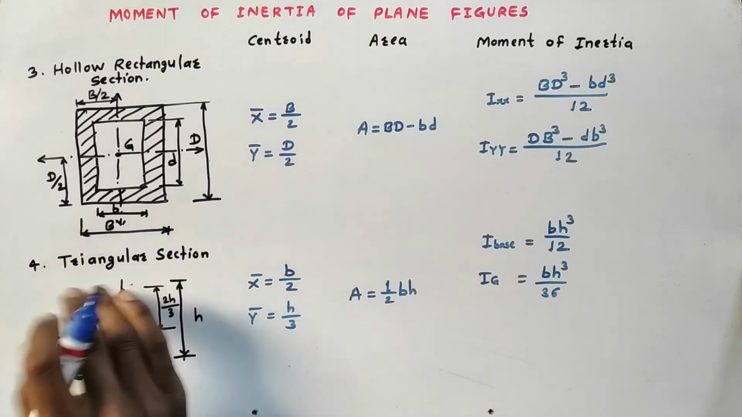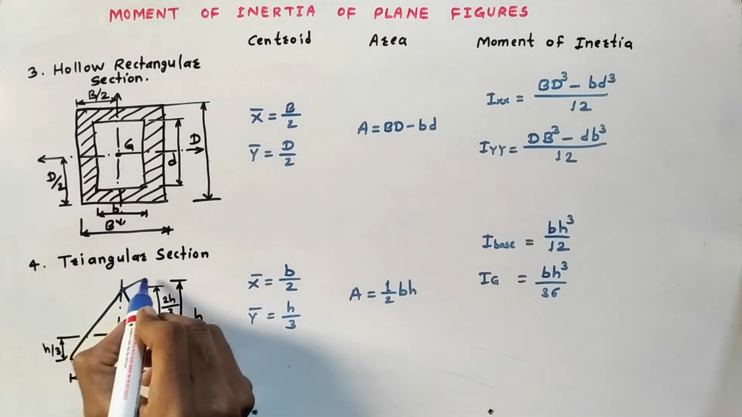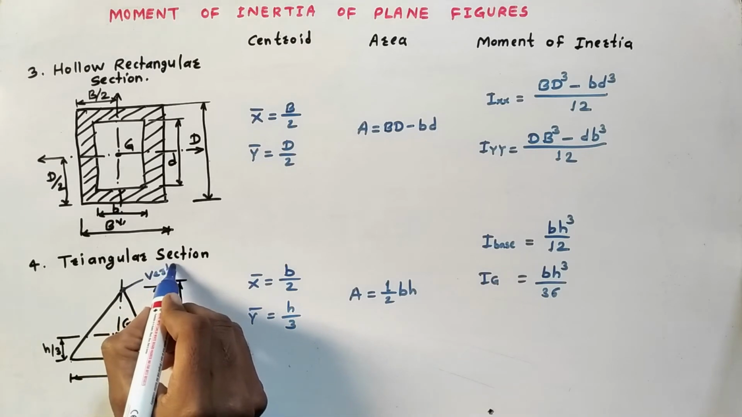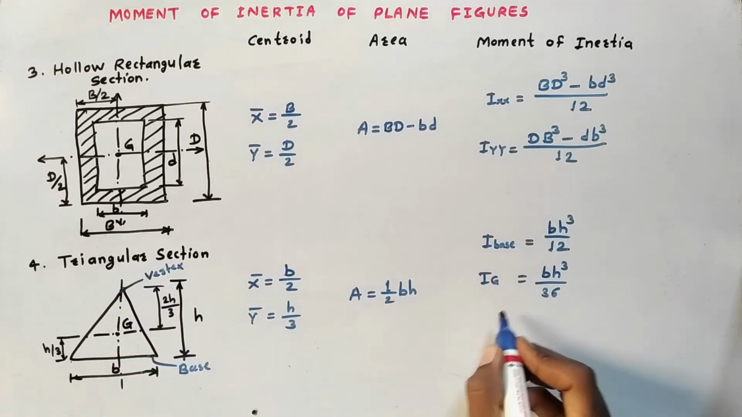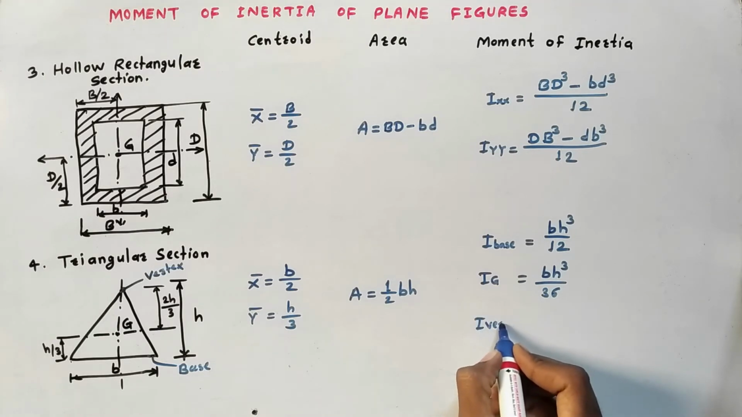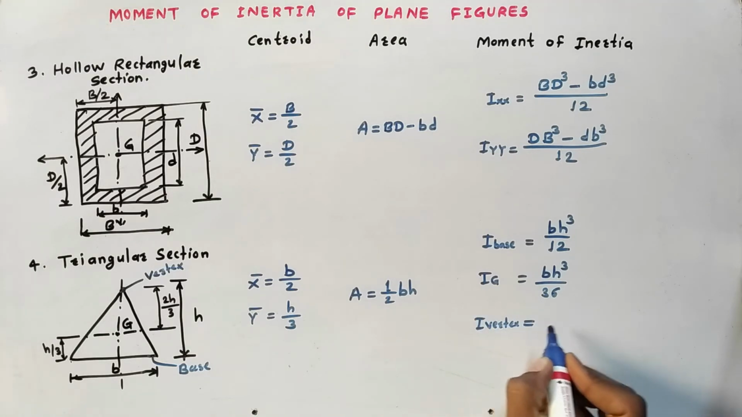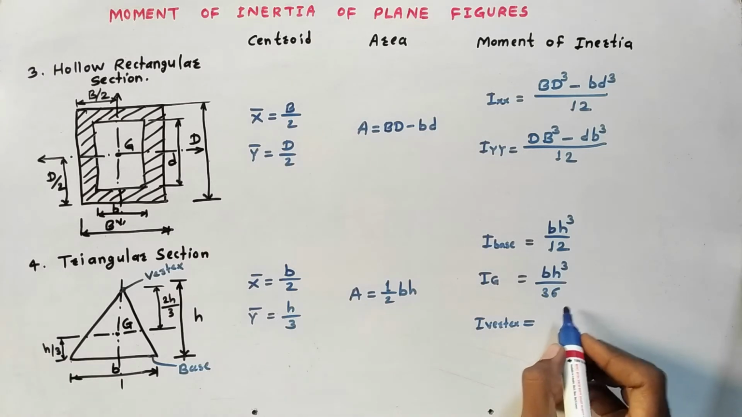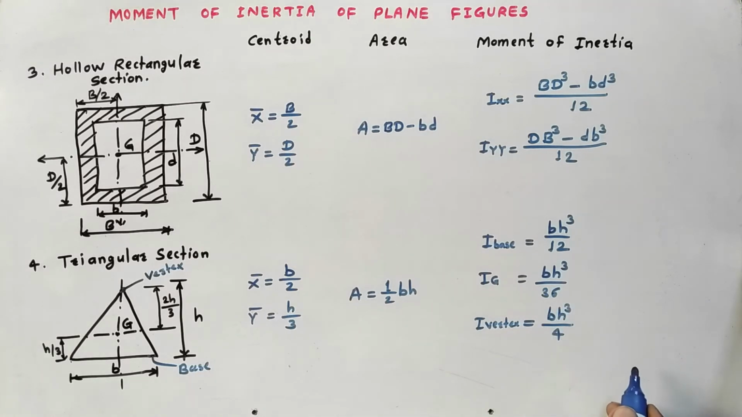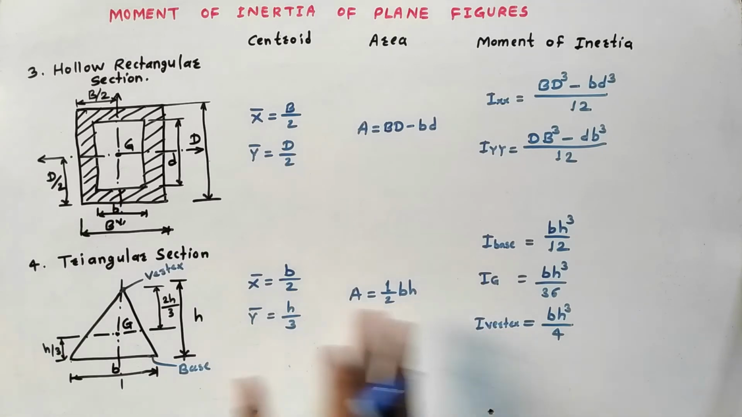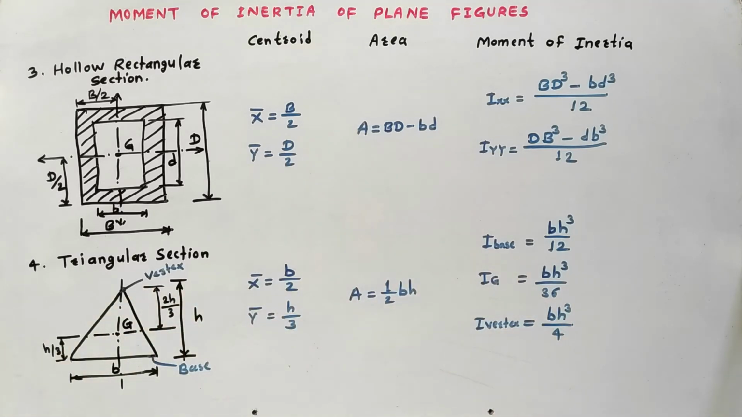And about the apex or vertex, this is the vertex, this is the base. So about the vertex, I vertex is equal to BH cube divided by 4. So this is for the triangular section.